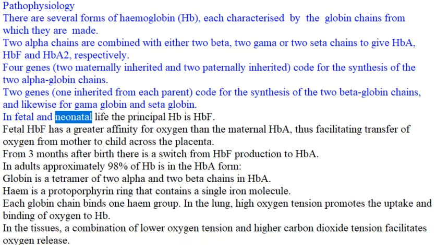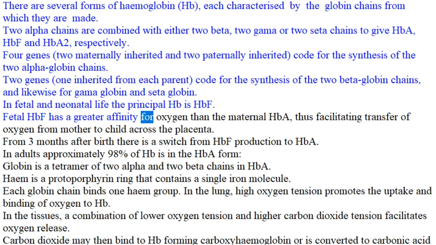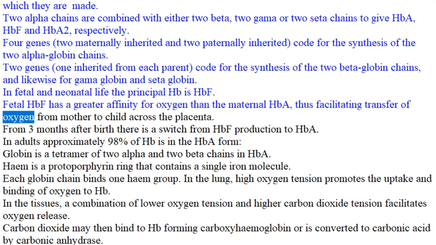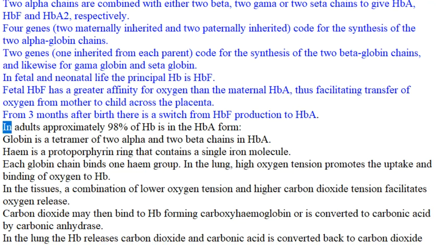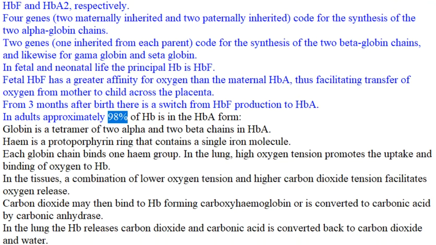In fetal and neonatal life, the principal Hb is HbF. Fetal HbF has a greater affinity for oxygen than the maternal HbA, thus facilitating transfer of oxygen from mother to child across the placenta. From 3 months after birth, there is a switch from HbF production to HbA. In adults, approximately 98% of Hb is in the HbA form.